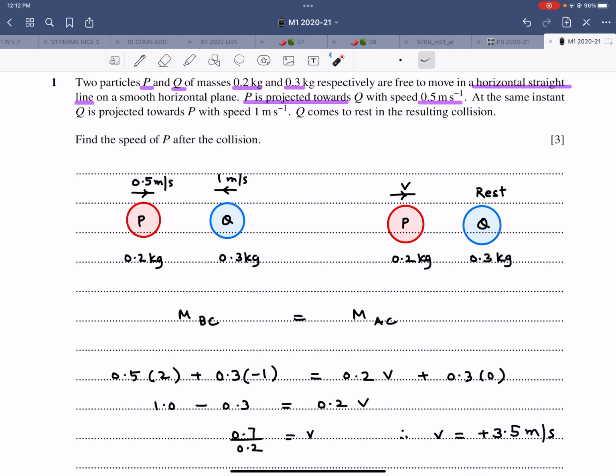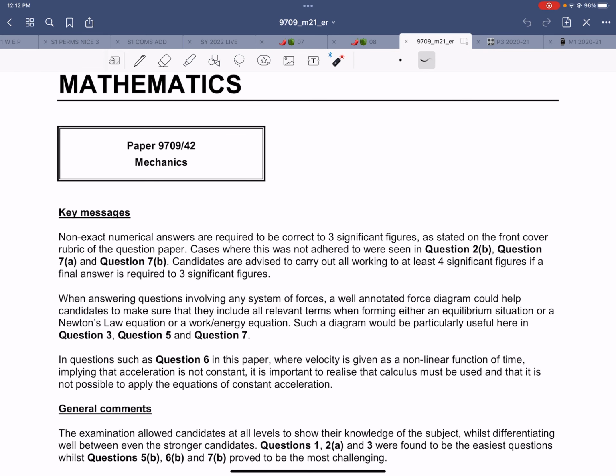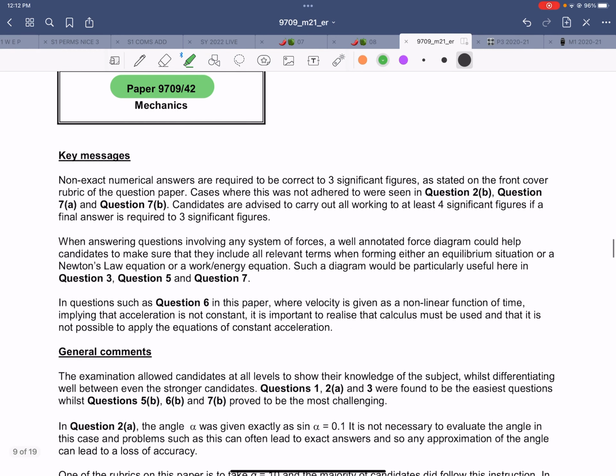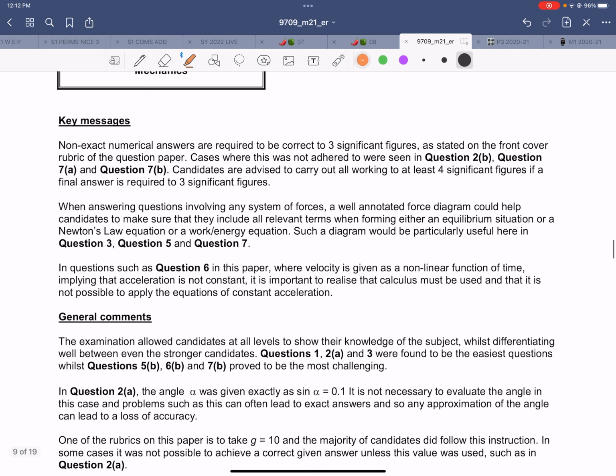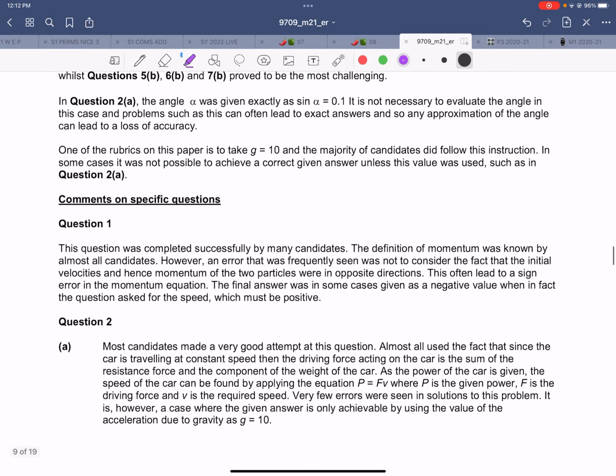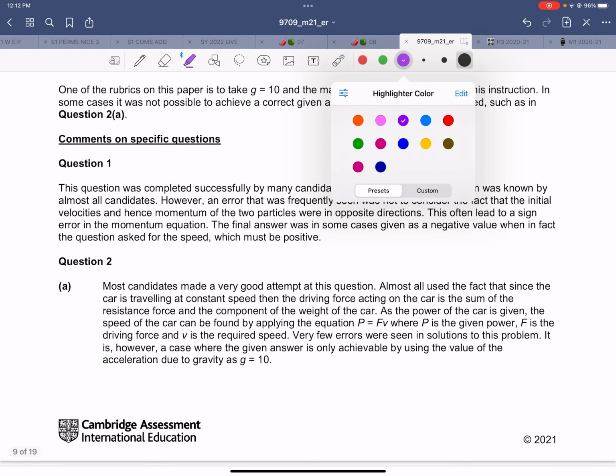Now, in this particular paper, what else will I do? I'll go to the mark scheme. Not actually the mark scheme, the exam report, and I'll focus a bit on that. So this is for paper 4, mechanics. Let's ignore the key messages for right now. I'll come back to it at the end. Let's focus on specific questions.